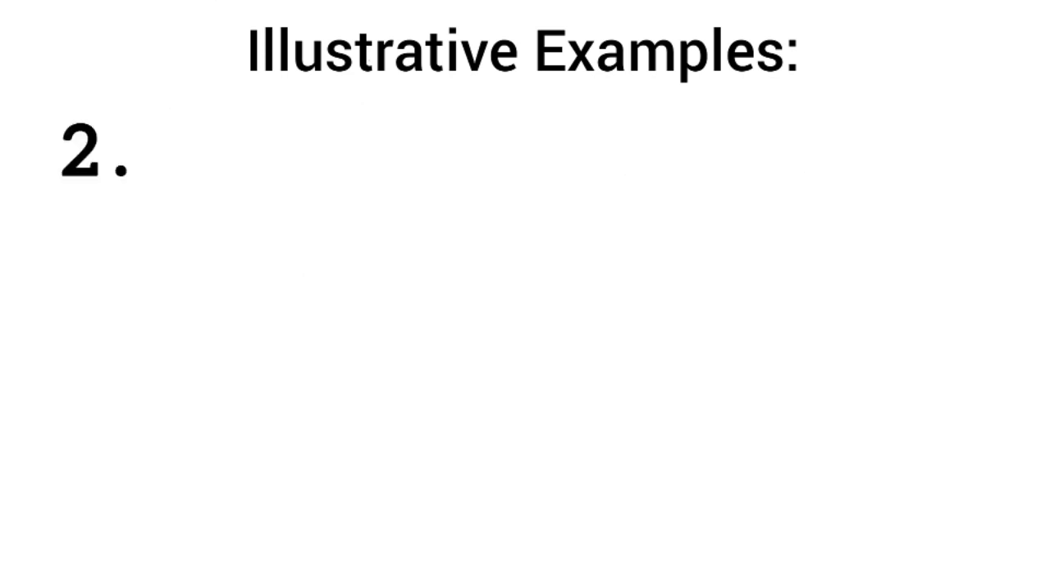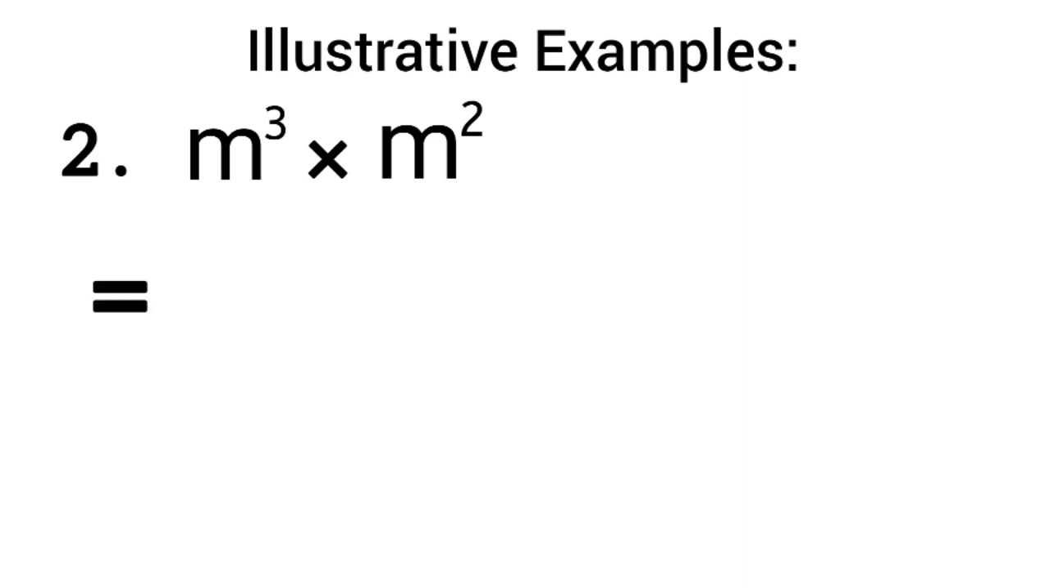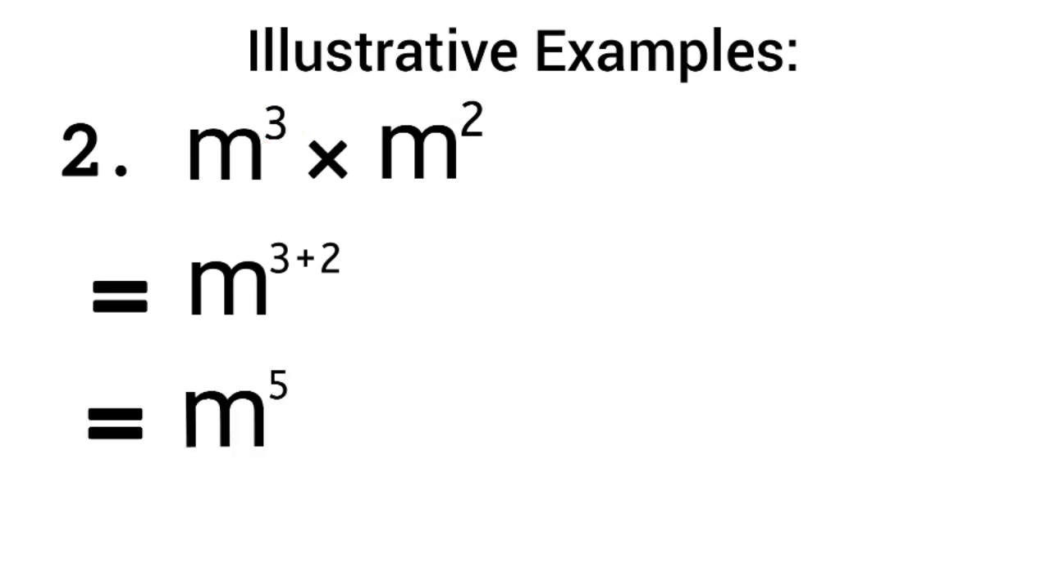Question 2. m raised to the power 3 times m raised to the power 2. Use the Indices First Law here. So you will get m raised to the power 3 plus 2. Because the powers of the m's are 3 and 2 respectively, you will then get m power 5. So the final answer becomes m raised to the power 5.